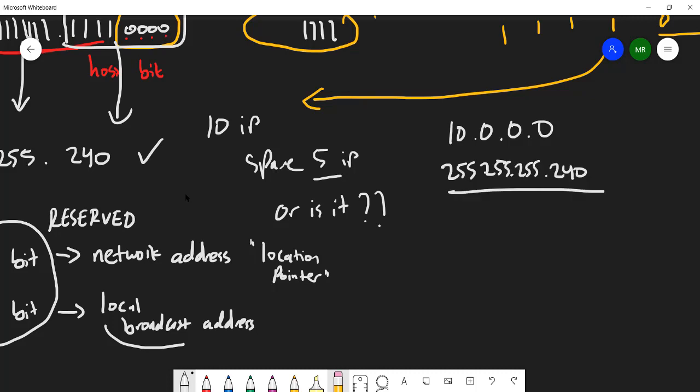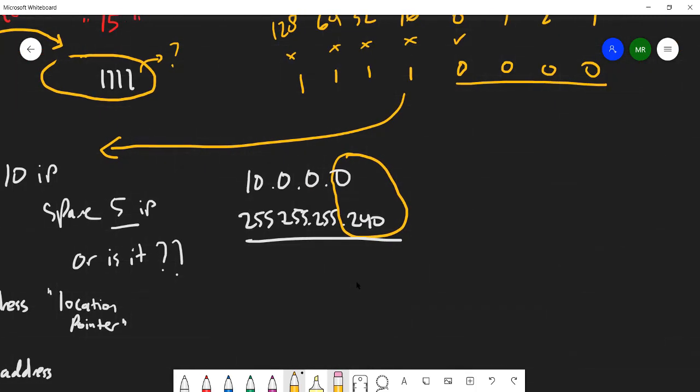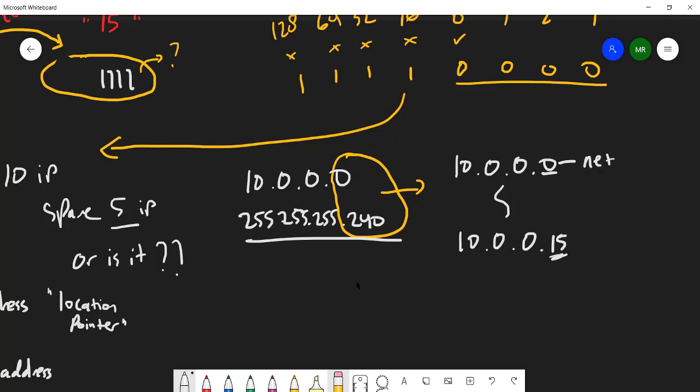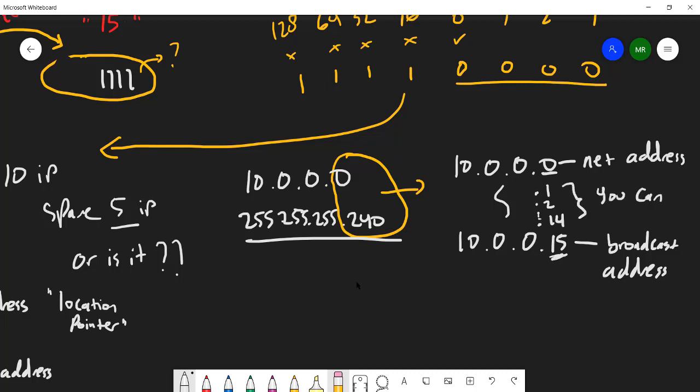So let's see some examples. If 10.0.0.0 with 255.255.255.240, it means it goes from 10.0.0.0 to the end of 10.0.0.15. The first address is the network address and the last address is the broadcast address. So IPs from 10.0.0.1 up until 10.0.0.14 are available to use and assign to your device.